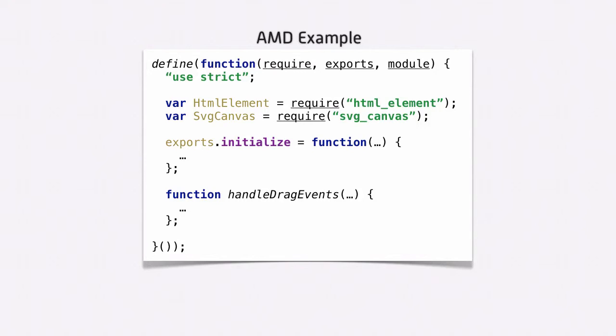Here's our AMD example with JavaScript. You can see it's very similar to our CommonJS module approach. We have that top level define, but then after that we require HTML element and require SVG canvas, just like we do with CommonJS.